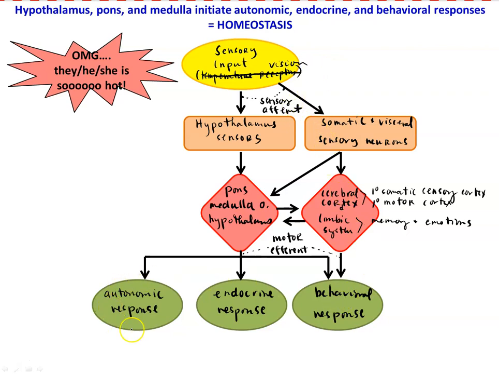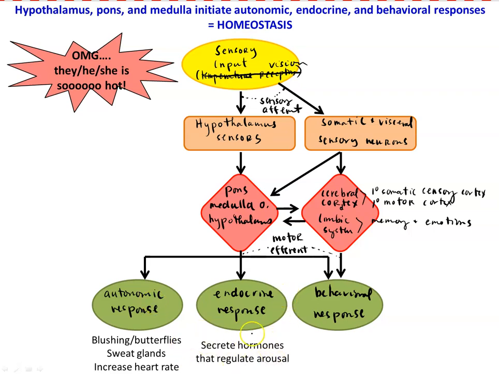But now in this case, the autonomic response can be, oh my God, you're blushing because somebody is attractive to you, or you're having butterflies in your stomach. Some people, when they see somebody attractive, they start to sweat, or the heart rate starts going dun dun dun dun dun dun, right? Those are autonomic responses. Endocrine response, right? You start to secrete hormones from the hypothalamus and the pituitary. We'll talk about that later, but you start to secrete hormones that are going to start causing you to become aroused.